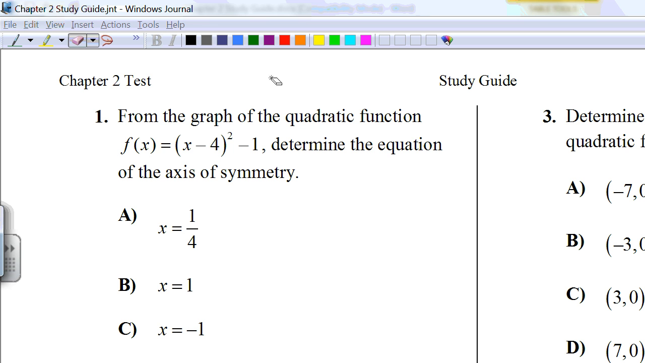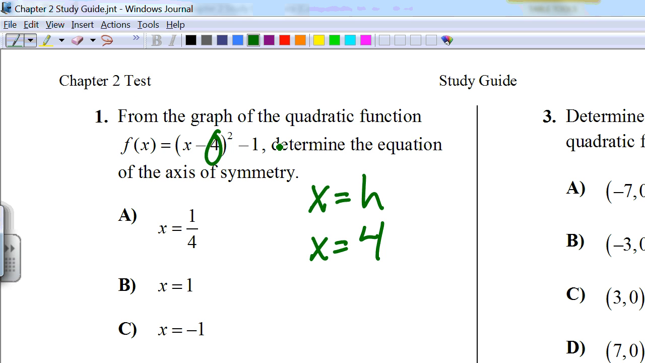From the graph of the quadratic function f of x equals (x minus 4) squared minus 1, determine the equation of the axis of symmetry. Your axis of symmetry is always x equals h. In this case, h is 4, so x equals 4. So that is the equation of my axis of symmetry.